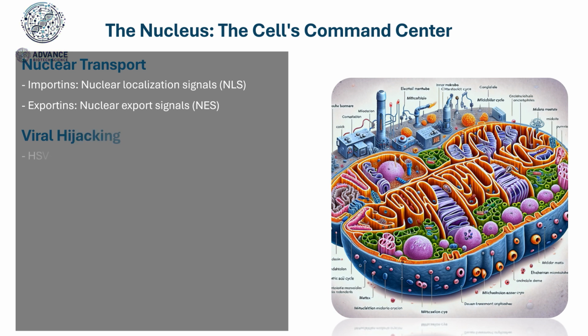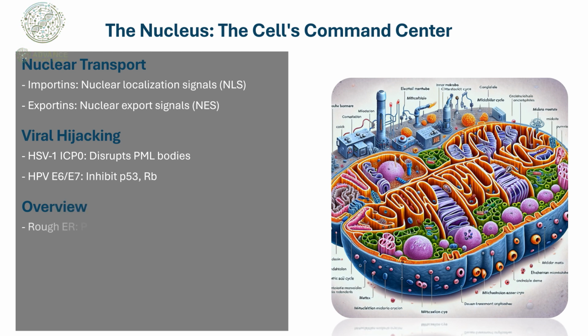Viral hijacking of nuclear machinery. But every fortress has its weaknesses. Viruses like herpes simplex virus, HSV, and human papillomavirus, HPV, are cunning infiltrators. HSV-1 ICP0 protein disrupts PML bodies, inhibiting the host antiviral response. HPV E6 and E7 proteins silence the guards p53 and RB, allowing viral genomes to replicate unchecked.